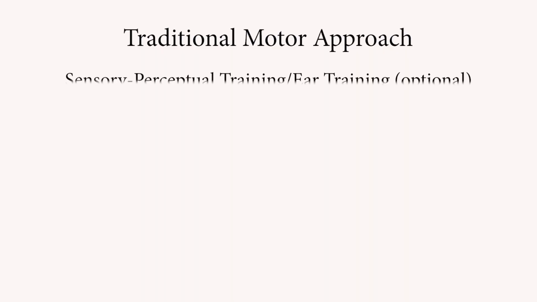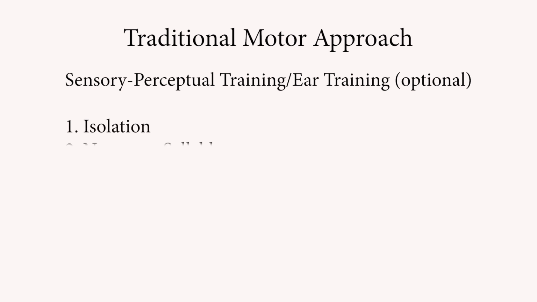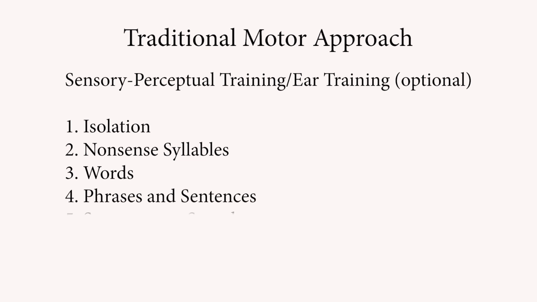Here are the steps. A traditional motor approach is first comprised of sensory perceptual training known as ear training. This can be optional and I'll talk a little bit about that in a bit. The first stage is producing the sound in isolation, then nonsense syllables, then words, then phrases and sentences, and last, spontaneous speech. As we talk about each phase, I'm going to use an example sound.